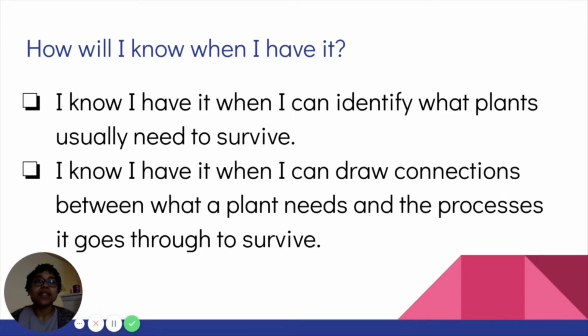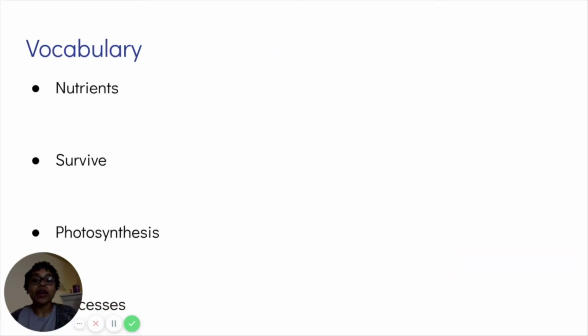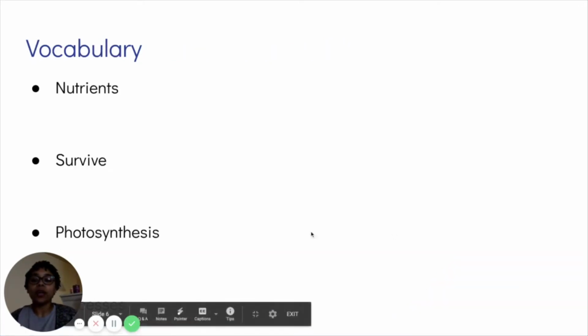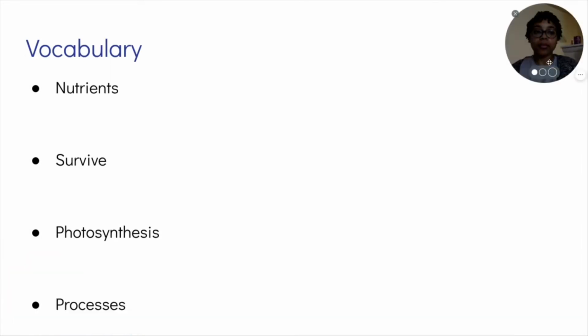I know in Miss Mason's class you use something called connection fingers. So we're going to be able to draw connections between what a plant needs and the processes it goes through to survive. In order to be successful, we're going to want to have some new vocabulary for this lesson. Alright, so we know we need these 4 vocabulary words to help us out with our lesson today.